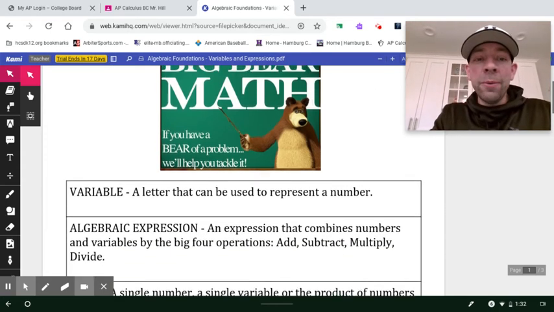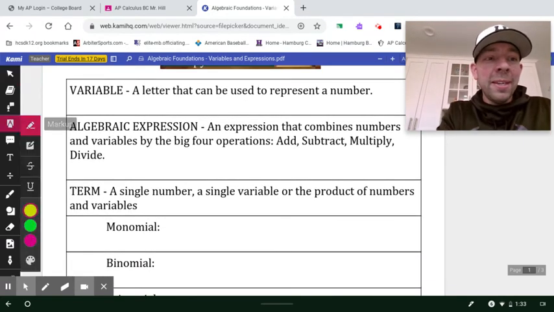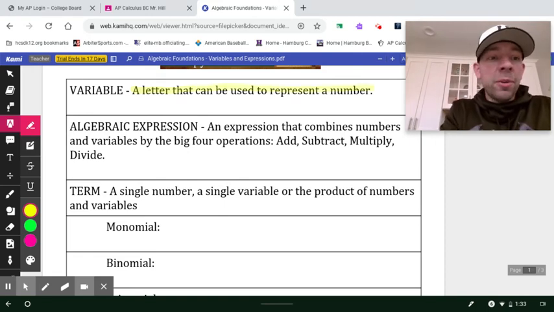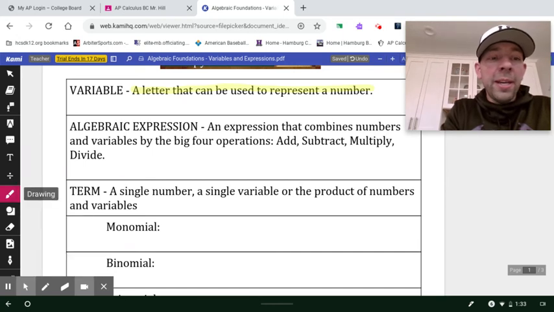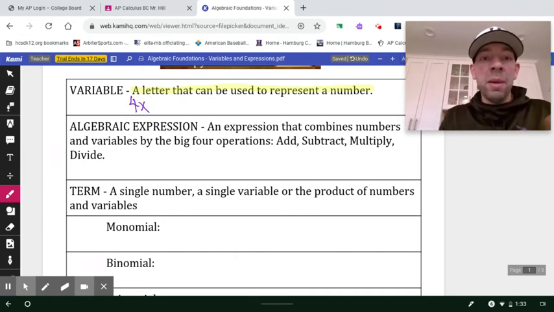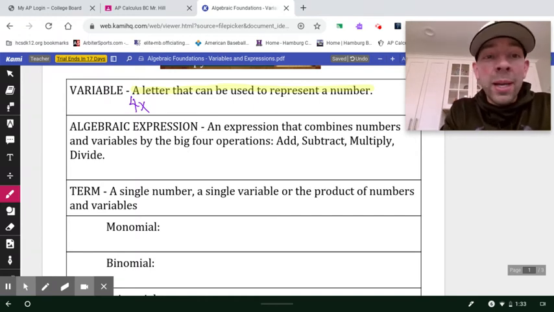So scrolling down, what exactly is a variable? Really, all a variable is, is a letter we could use to represent a number. So maybe you have an expression like 4 times x, and you could let x be anything you want it to be. Maybe you substitute a 2 or a 5 or a -8, really anything you want.